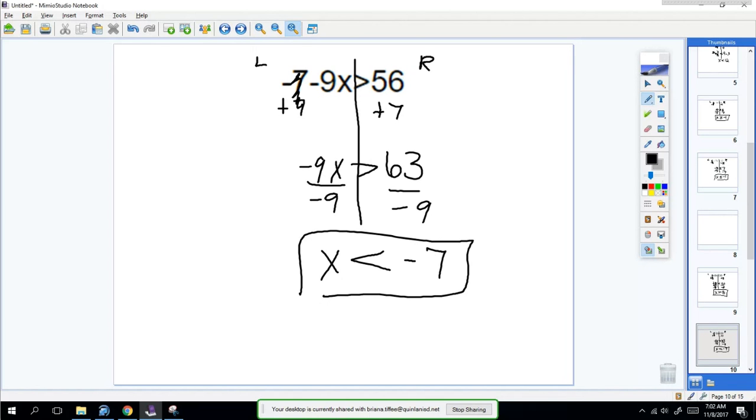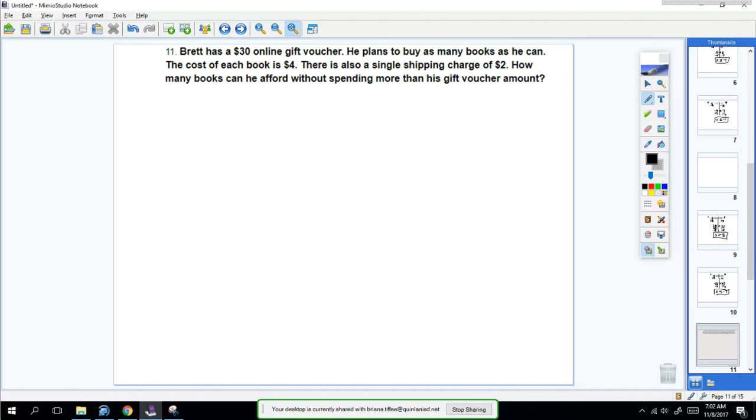Okay, let's go on. So now we're going to write inequalities, and then we're going to solve the inequalities. So I'm going to do the first one with you. It says Brett has a $30 online gift card. He plans to buy as many books as he can. The cost of each book is $4. There's a single shipping charge of $2. How many books can he afford without spending more than his gift card voucher?